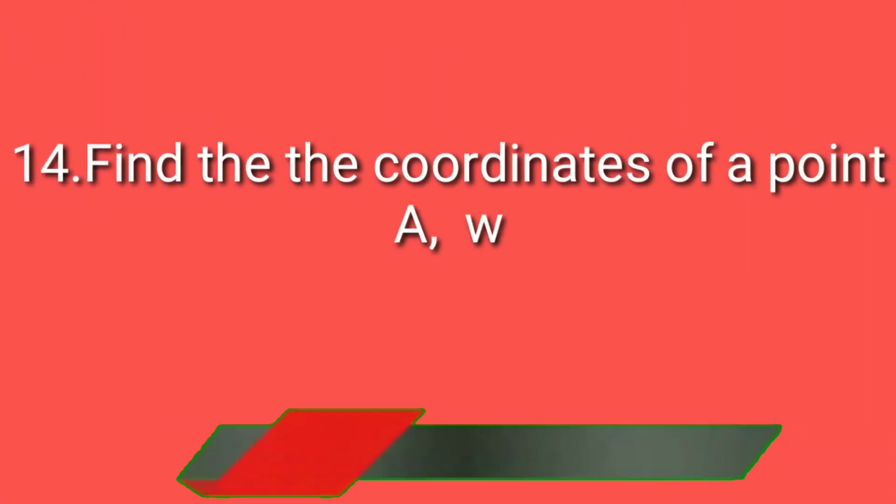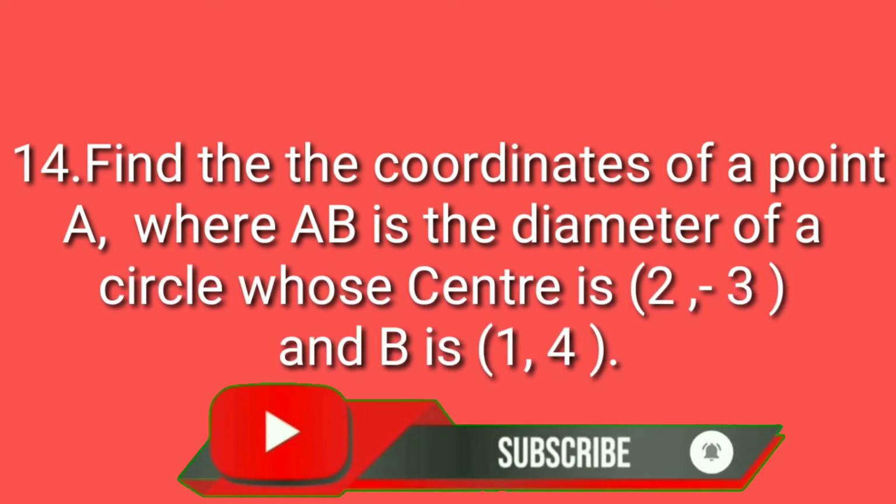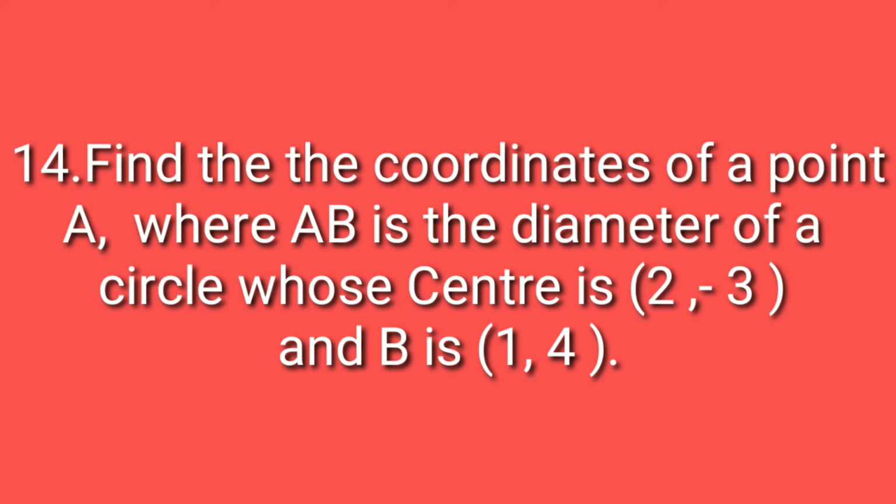Here we have a question. Find the coordinate of a point A where AB is the diameter of a circle whose center is (2, -3) and B is (1, 4). So let us solve it.